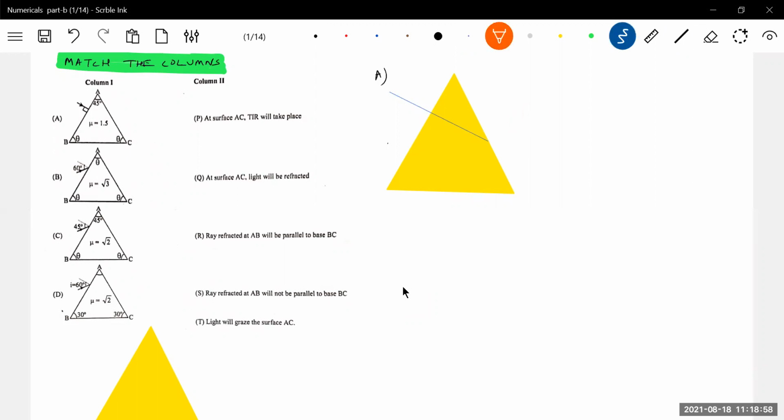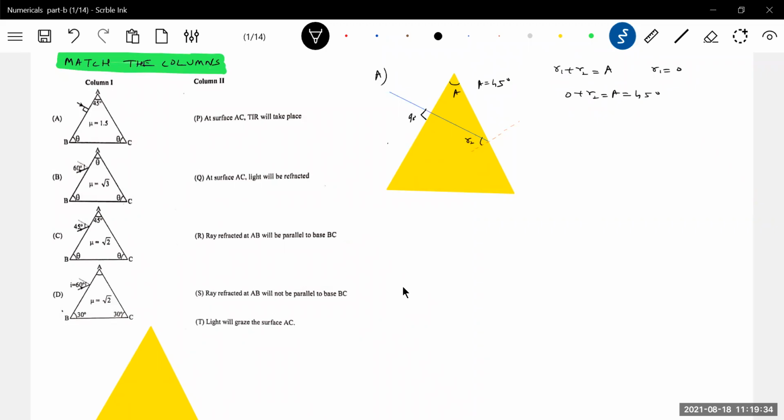Here we can draw the normal. This angle is given as 90 degrees. This is the angle of prism. How much is it in this case? 45 degrees. What is R1? R1 is 0 here. So here we get R2. As such we know R1 plus R2 equals A. R1 is 0, so R2 is equal to 45 degrees.